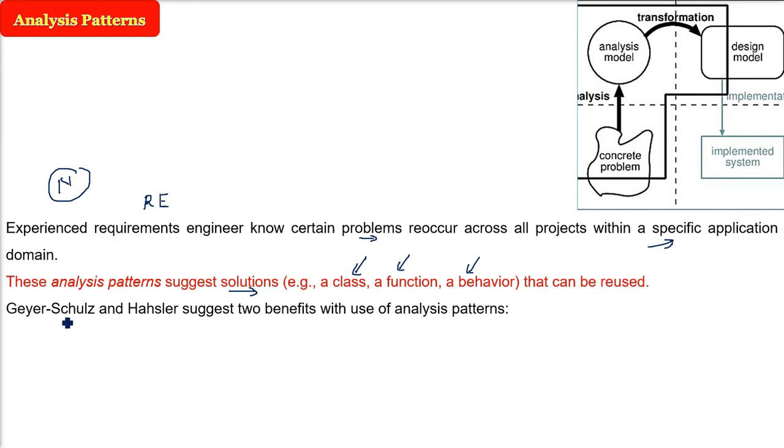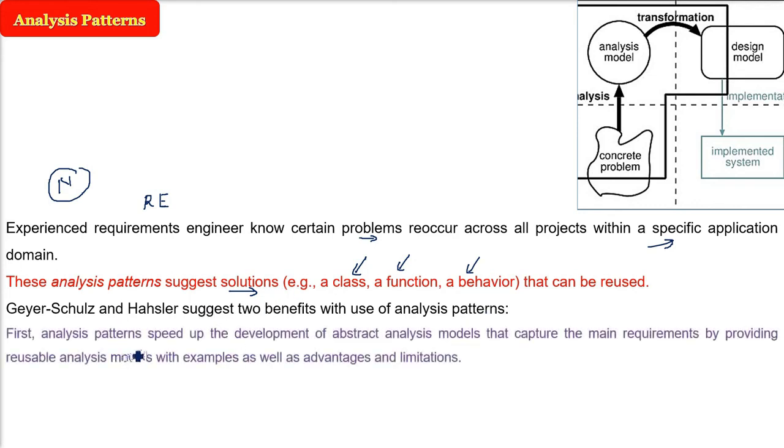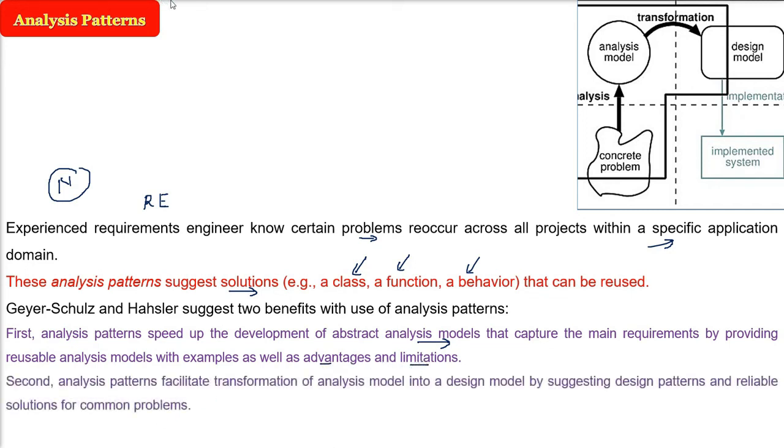Geyer, Schultz and Hassler suggested the benefits or advantages of using analysis patterns. First, they said the analysis pattern will speed up the development of abstract analysis models. Analysis model is all about requirement engineering, at different abstraction levels: the highest level, lower level and minute level. Here it captures the main requirements by providing reusable analysis models, because it is all about reusability, and the advantages and limitations will also be known.